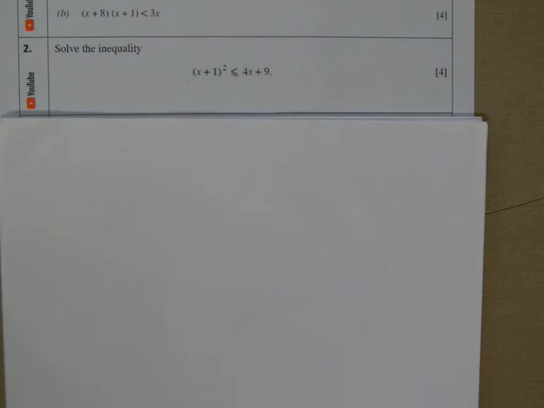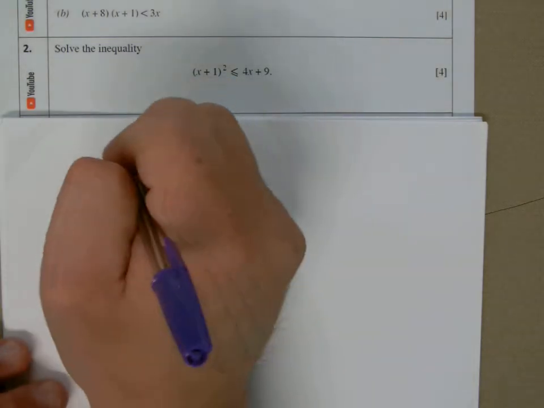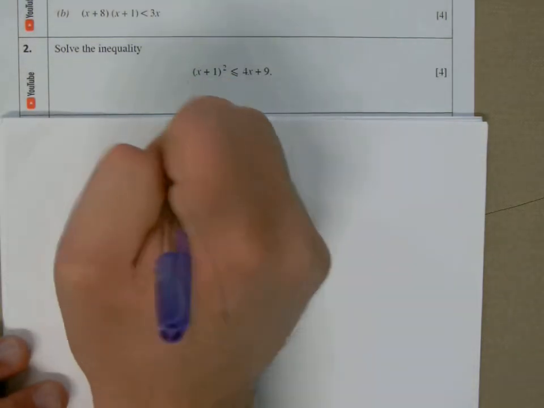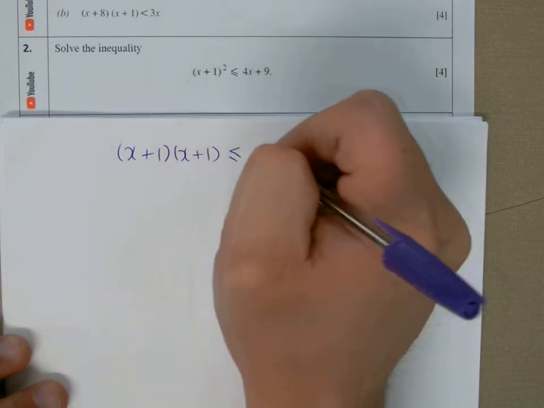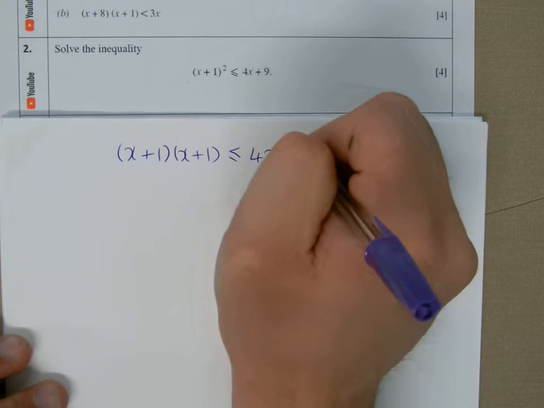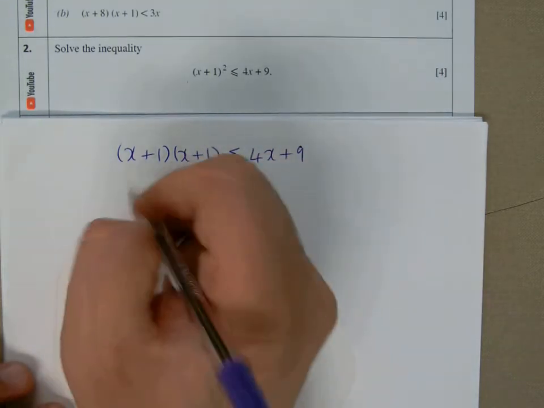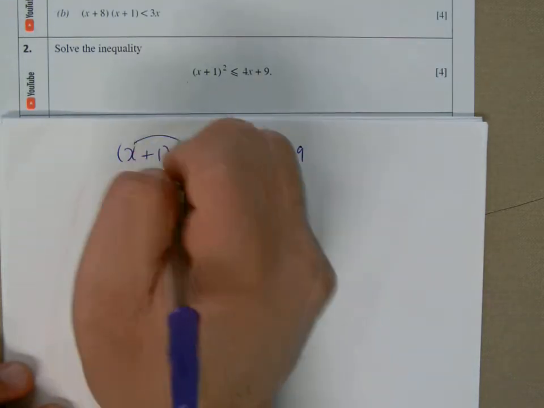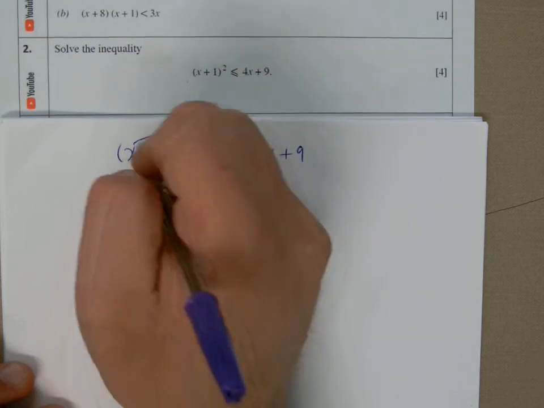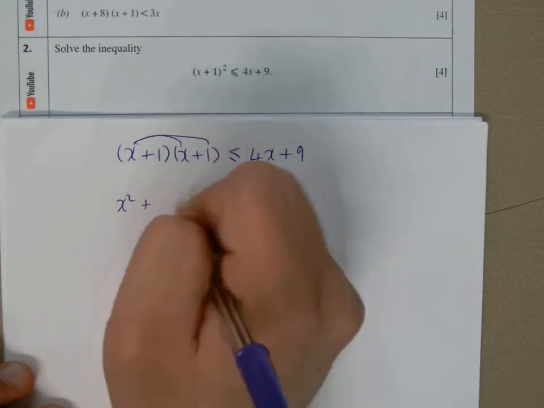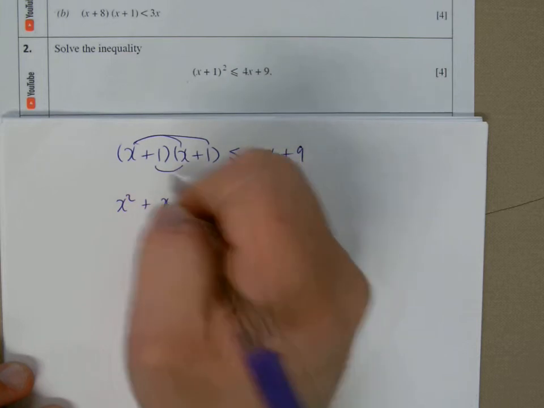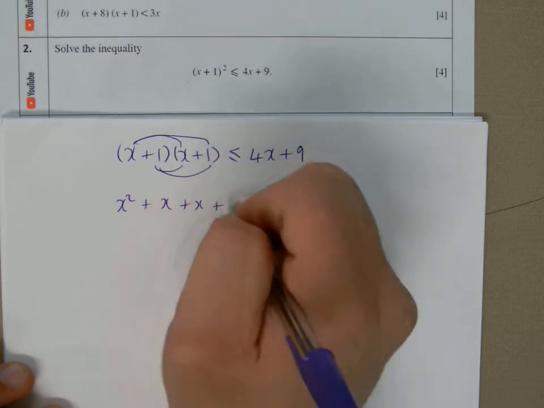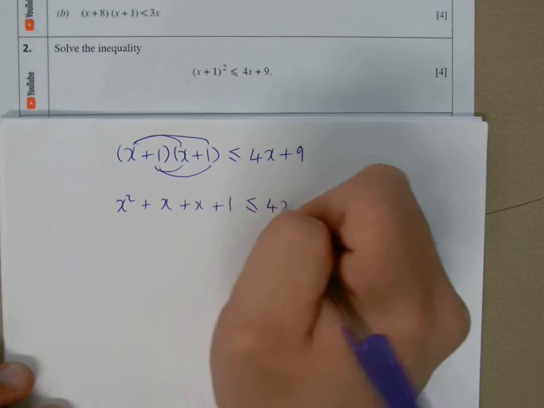Okay, solve the inequality here. The first thing we'll do is write that bracket out twice, because x plus 1 squared just means that we multiply the bracket by itself. If we do FOIL on that, you get first is x squared, outers is x times 1 which is just x, inners then 1 times x is x, and lasts then 1 times 1 is 1. Okay, so you've got that there.